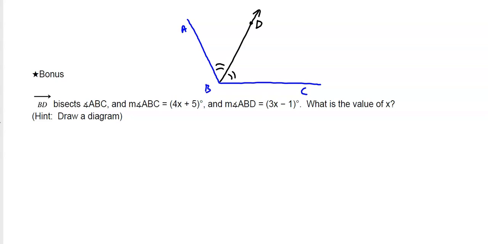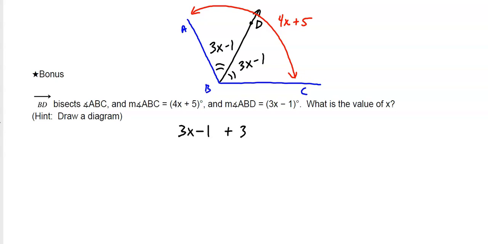ABC is 4x plus 5. So that's the whole thing. So there's my 4x plus 5. And ABD, which is the little guy, he's 3x minus 1. But if they're both equal, then this dude's 3x minus 1. So what is the value of x? So it looks like I have to play little plus little equals big. So little plus little equals big.